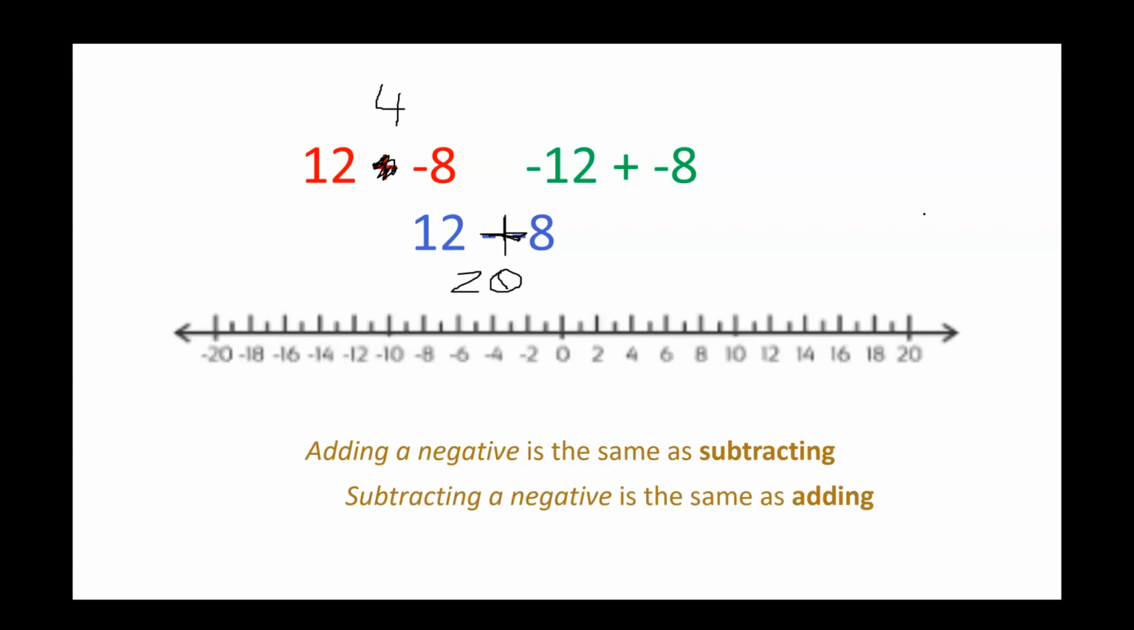Negative 12 plus negative 8. Again, adding a negative is the same as subtracting, so we get rid of the plus sign. Negative 12 minus 8, negative 20. And finally, negative 12 minus negative 8. These back-to-back minus signs can be turned into a big plus, and we have negative 12 plus 8, which is negative 4.